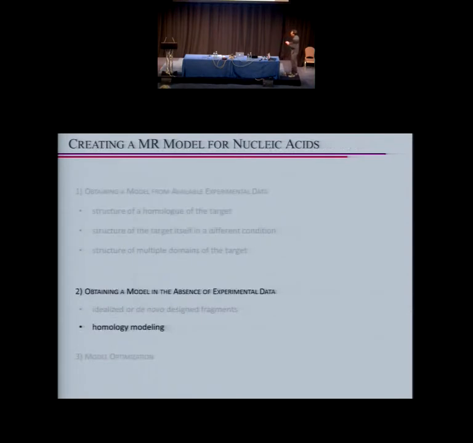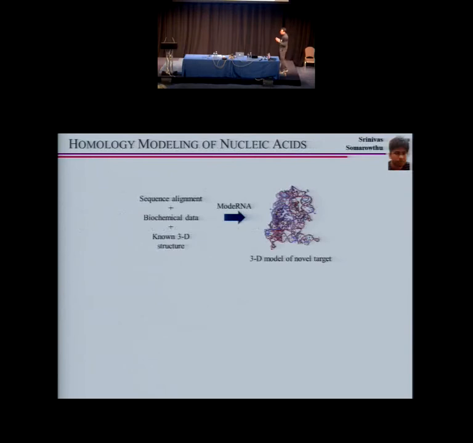And finally, also, as we heard already this morning in the case of protein, also for nucleic acids, homology modeling can be used as a strategy to design and create molecular replacement search models. This is work that in our lab is carried out by Shri, another colleague of mine, that follows the following approach. Starting from sequence alignments, biochemical data, and a known 3D structure, as it can be the one of group 2 intron that we solved several years ago.